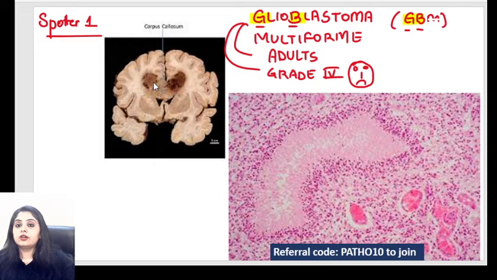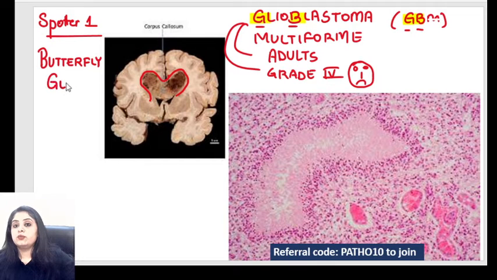Now let me look at the gross finding. I see that there is a tumor over here, and it's not limited to one side of the brain. It has also crossed the midline and gone to the other side of the brain. So basically this tumor has another name given to it. It is also known as the butterfly glioma. When I say butterfly glioma, that primarily means that it crosses the midline, and that is why it starts looking like a butterfly, and that's why it's been given this name.